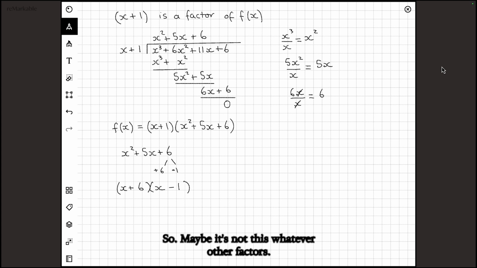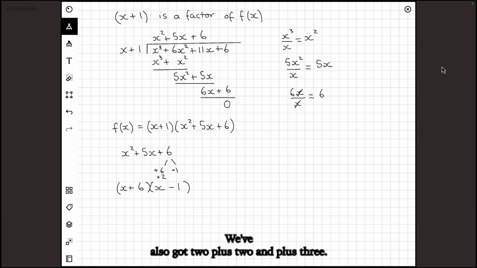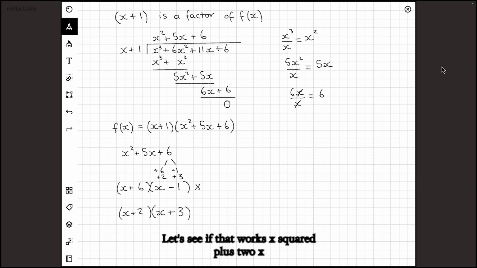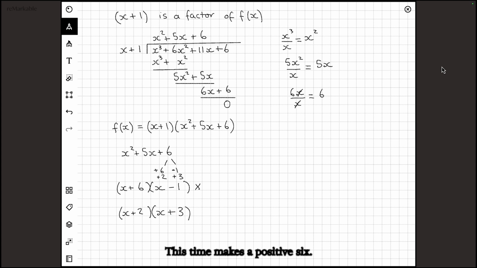What are our other factors? Well, we've also got plus 2 and plus 3. So this could also be rewritten as x plus 2, x plus 3. Let's see if that works. x squared plus 2x plus 3x makes 5x, and plus 2 times plus 3 this time makes a positive 6. So this is the correct factor if we factorize this expression here.